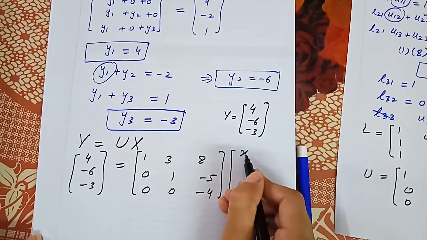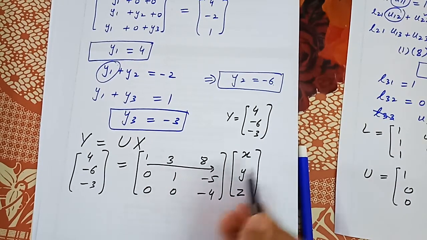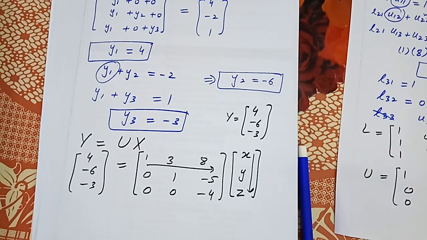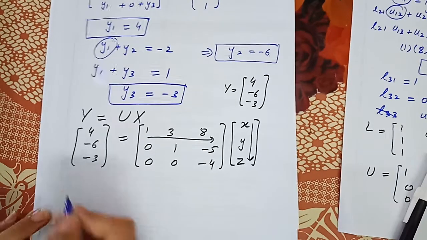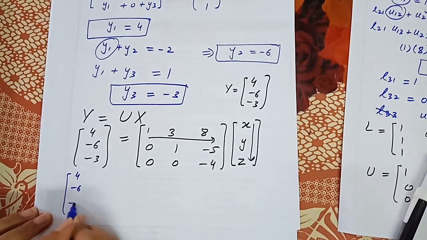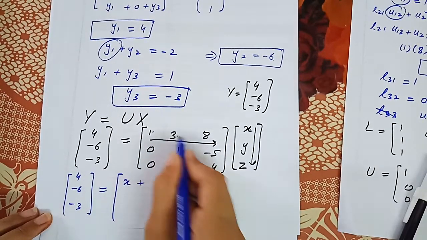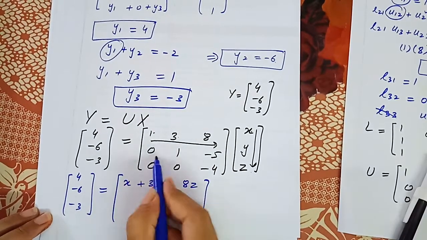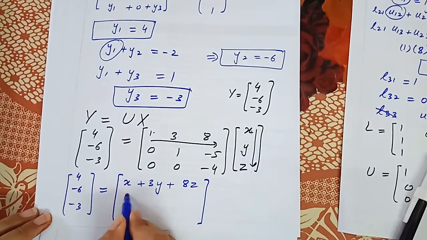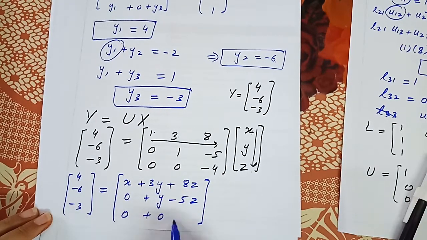And the X was X, Y, and Z. Now let's multiply this with this one. And then we will equate both sides to get the final answer. Let's multiply them. 4, minus 6, minus 3 will remain as it is. Now 1 times X is X, plus 3 times Y is 3Y, plus 8 times Z is 8Z. Now come on the second row, 0 times X is 0, plus 1 times Y is Y, plus minus 5 times Z. Now come on the third, 0 plus 0 minus 4Z.